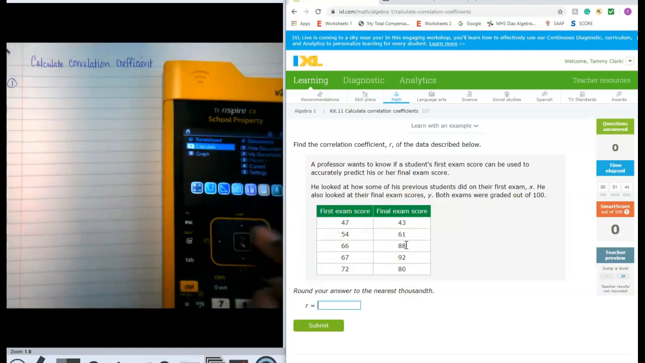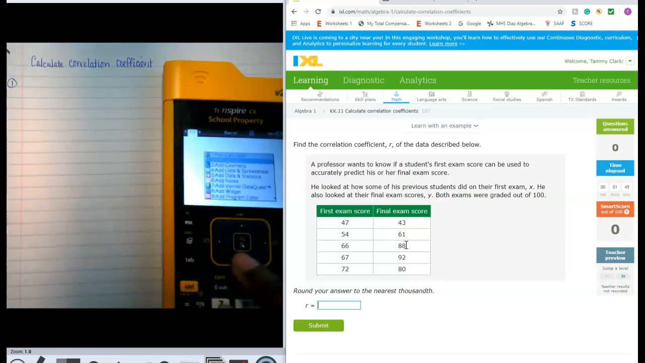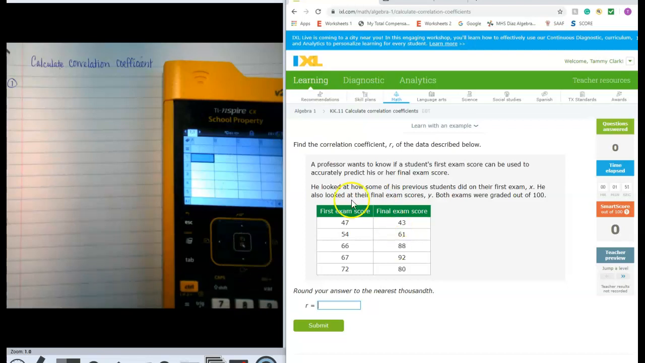So we're going to go to a new document, making sure our calculator is clear. Let's go to Lists and Spreadsheets, because this is a list and we can put it in a spreadsheet. Our first column, we're going to name X, just in the interest of time. You could name it first. And the second column, B, you could name it final if you wanted to. I'm just going to name them X and Y.